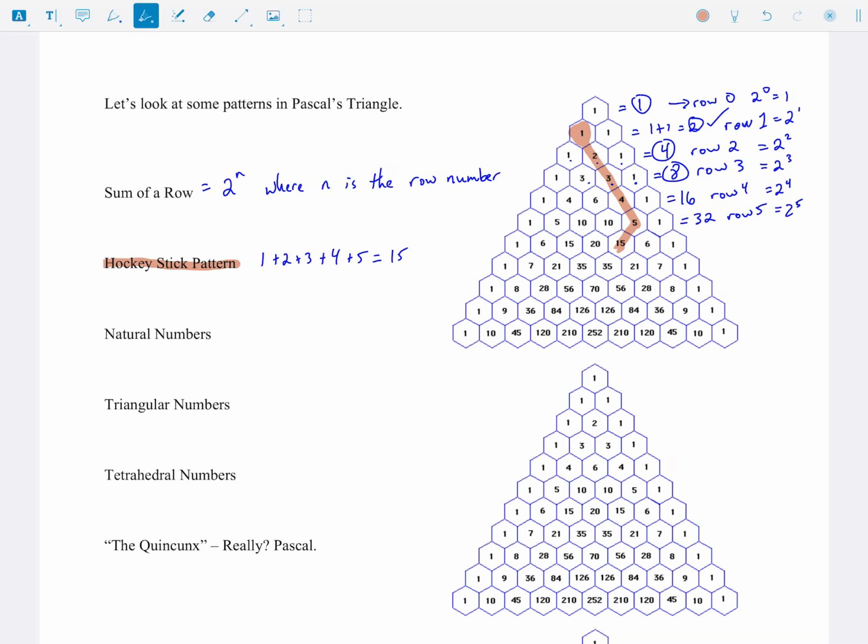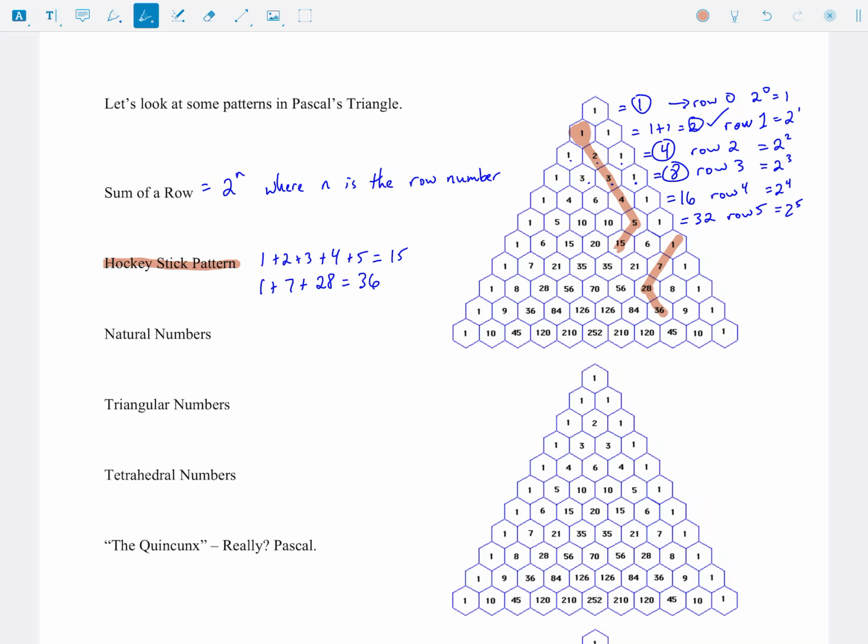So what if we start right here? 1 plus 7 plus 28. And then we head in the opposite direction. I said interior before, I mean in the opposite direction. So that would be 1 plus 7 plus 28, is it? 1 plus 7 is 8. 8 plus 28 is 36.